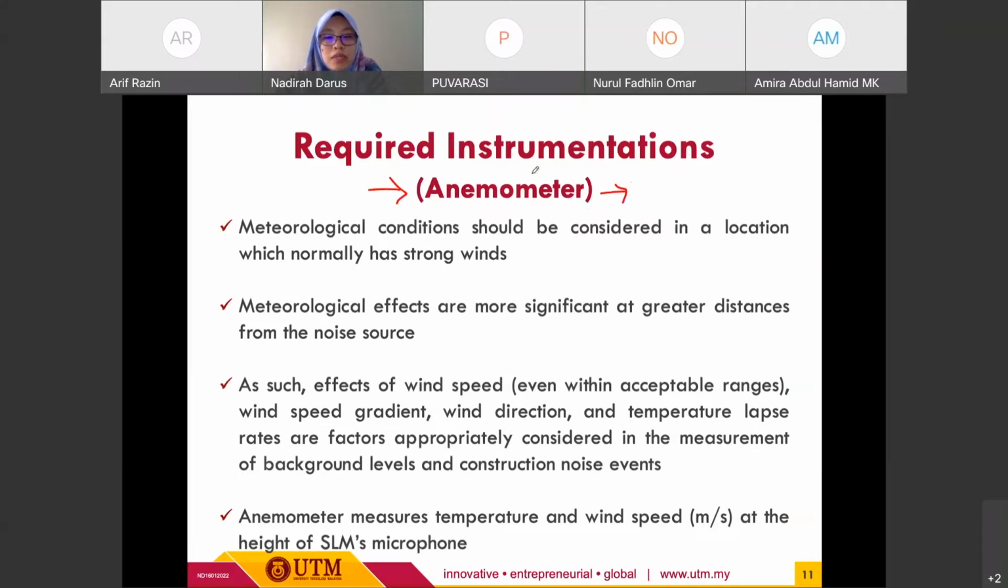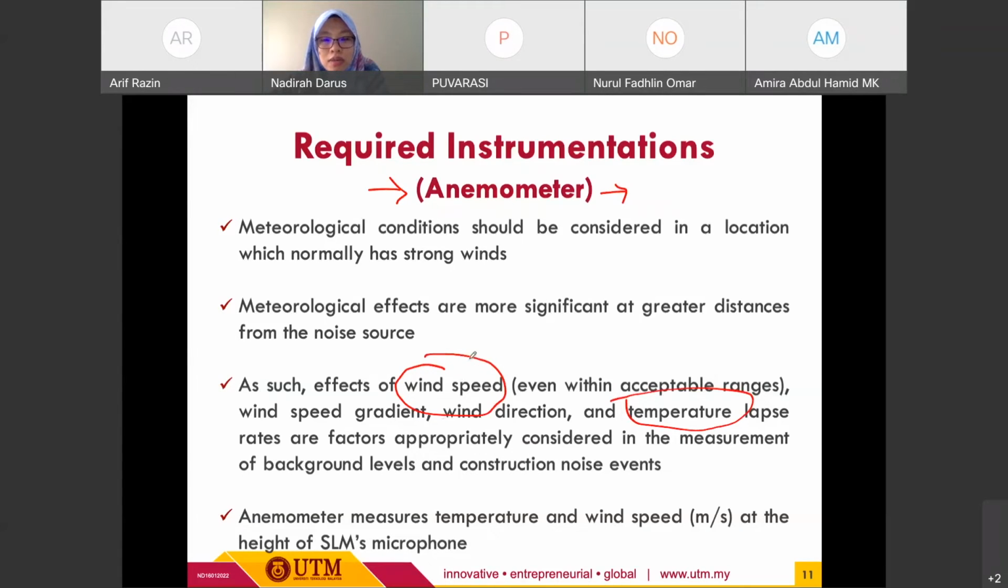The anemometer is used more for measurement of meteorological conditions, including wind speed and air temperature. That's why we need to use this anemometer. We need to know the wind speed and air temperature, because they are part of the factors that might affect the noise level. That has been outlined in the ISO standard, so we need to follow that.